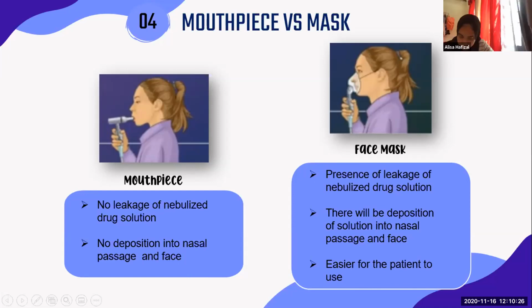Next is the mask. There will be deposition of solution into the nasal passage and face. This is because the mask is covering the mouth and also the nose of the patient. And also the mask is easier for the patient to use. In children, we use a mask, which is easier for them to use.